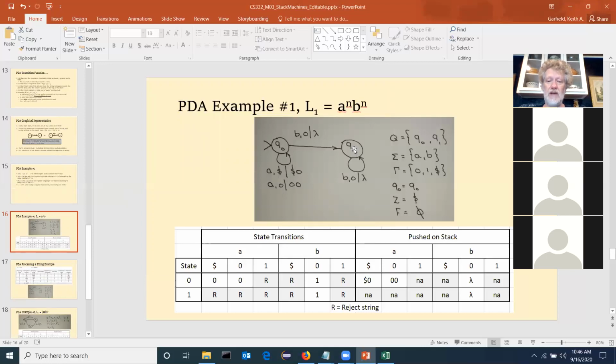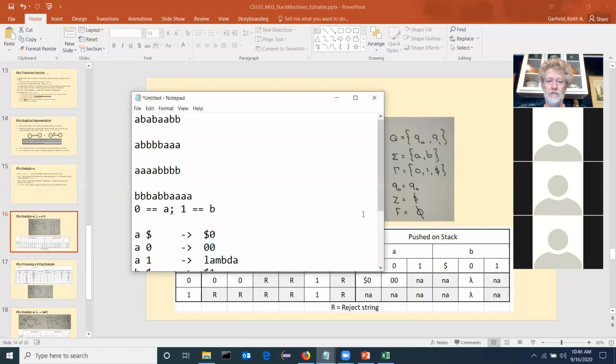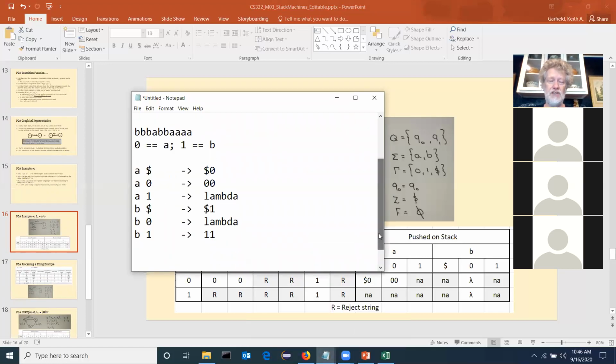But now in the language that I'm talking about now, the A's and B's can be all mixed up. So it's always legal to process an A. It's always legal to process a B. It's just a matter of what you're going to do about it. And so I can do it all in 1 state. It would just have 1 state with these 6 rules.